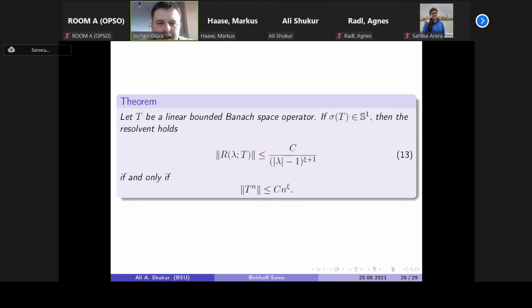Just a second, please. This was a bit too quick for me; I have to read it once again. So that's equivalent. Is psi a real number here or an integer? Psi is an integer. Okay. I'm confused by the implication from the resolvent estimate to the power estimate if psi is zero. Could you briefly outline why this is true?